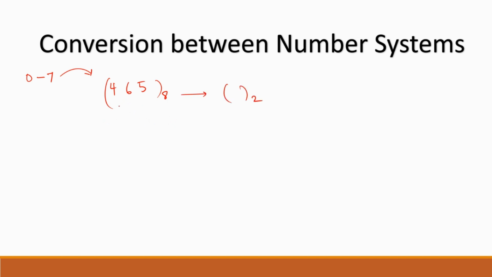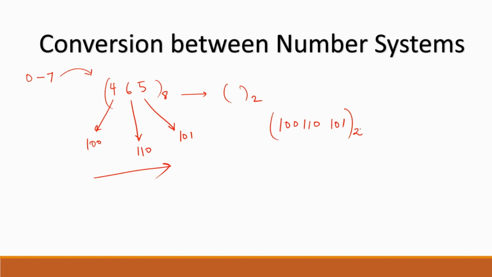Now I want to convert this octal number 465 into a binary number. So what I'm going to do is represent each of these digits in this octal number using a 3-bit binary number. So 5 is going to be 101, 6 is 110, and 4 is 100. Therefore, the binary representation becomes 100, 110, 101. So it is as simple as that.